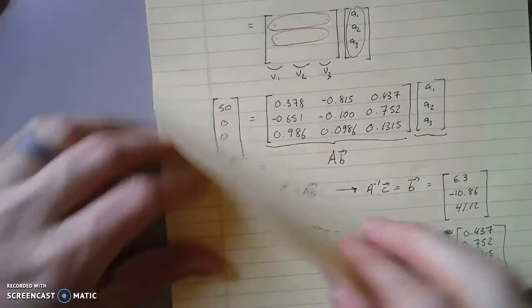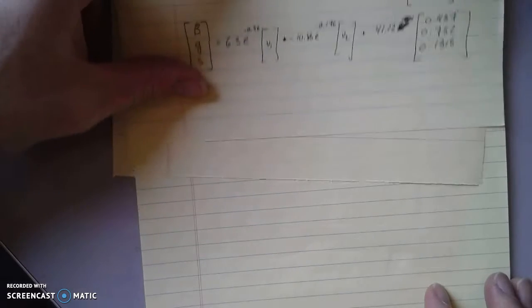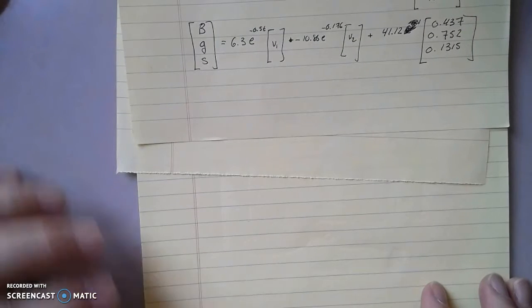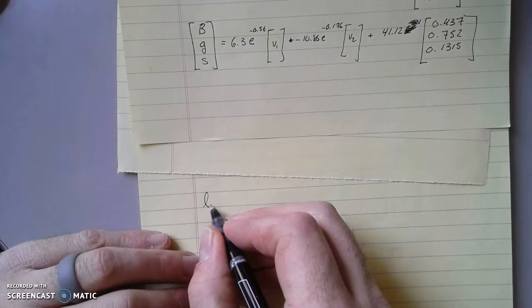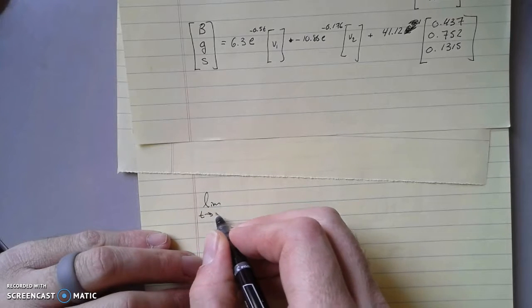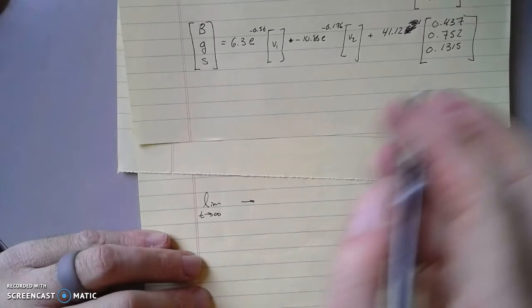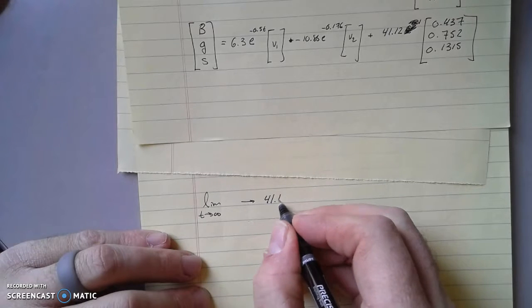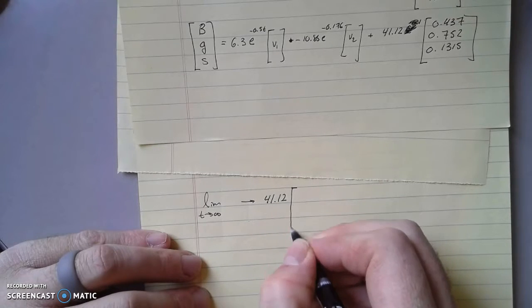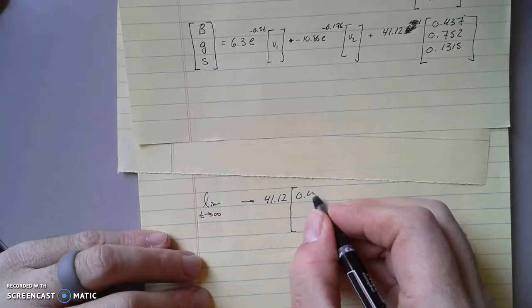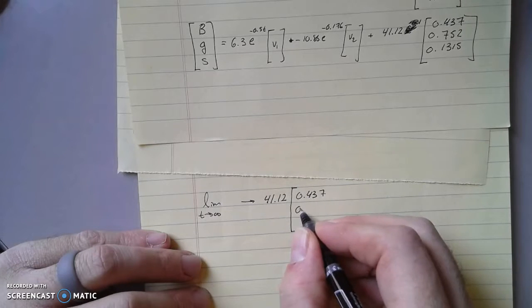So now we've got the form of the solution. Now we just have to put it together. So the limit as t goes to infinity is going to be this last term, 41.12, times these 3 components. And let's multiply them out and interpret them. Make sure they make sense.